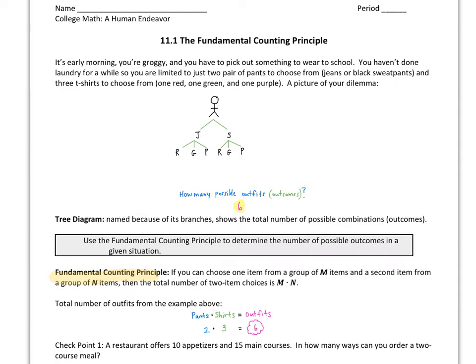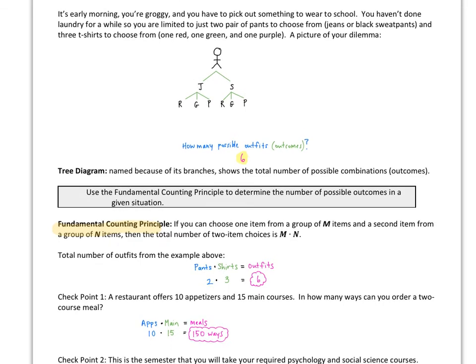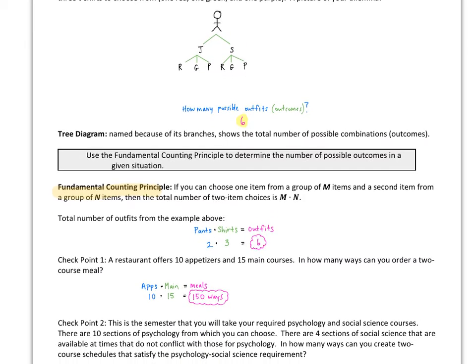So let's take a look at this next example here, dealing with restaurants. So suppose you go to a restaurant and they offer 10 appetizers and 15 main courses. In how many ways can you order a 2-course meal? Now, I certainly could make a tree diagram like up above, but it's much more efficient to use that fundamental counting principle. So I take the number of appetizers I have a choice for, 10, times the number of main courses. So 10 times 15, I have 150 different ways I could choose my meal for that particular time, okay?